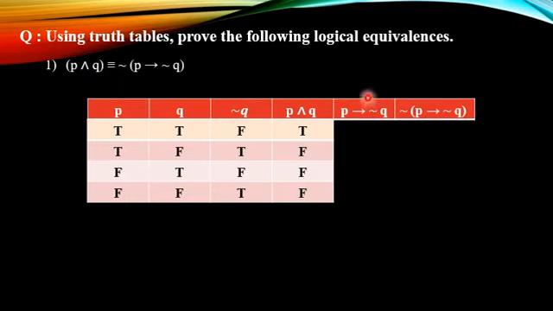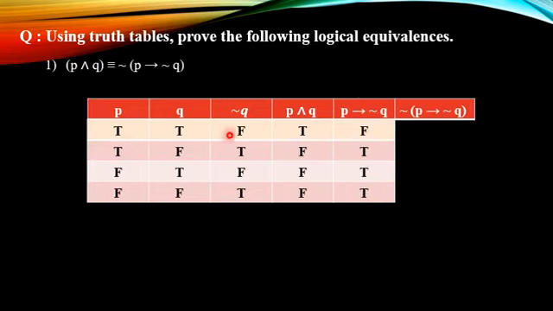For a conditional statement, we all know if the first is true and the second is false, the corresponding conditional statement will be false. So the truth values of this column are T, F false, T, T true, F, T, F, F true, F, T true. And then we find the negation of this column number 5. That means negation of P implies negation Q.